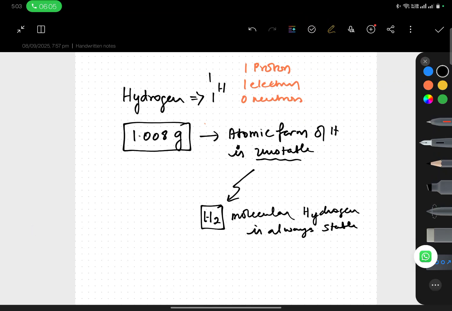So hydrogen exists as molecular hydrogen. The atomic form of hydrogen is unstable. The mass of hydrogen is 1.008 grams. The symbol of hydrogen is 1H1. That means 1 proton, 1 electron, 1 neutron. Have you made a note of all these points? Can I move forward?